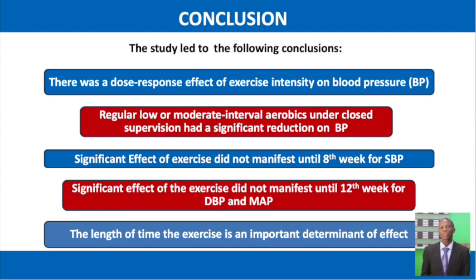In conclusion, there was a dose-response effect of interval aerobic exercise intensity on blood pressure, and regular low or moderate intensity exercise under close supervision significantly reduced systolic blood pressure, diastolic blood pressure, and mean arterial pressure. However, the study showed that it's only the systolic blood pressure that had significant reduction by week 8, but by the end of week 12, all the three parameters showed significant reduction. And this is in line with other researchers, who also concluded that exercise effect accumulates over time. So, meaning that the length of time the exercise was carried out is an important determinant of effect.